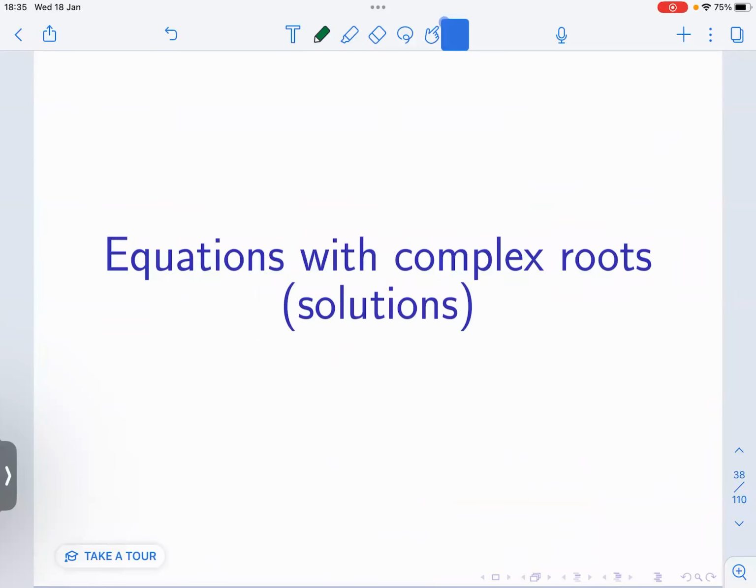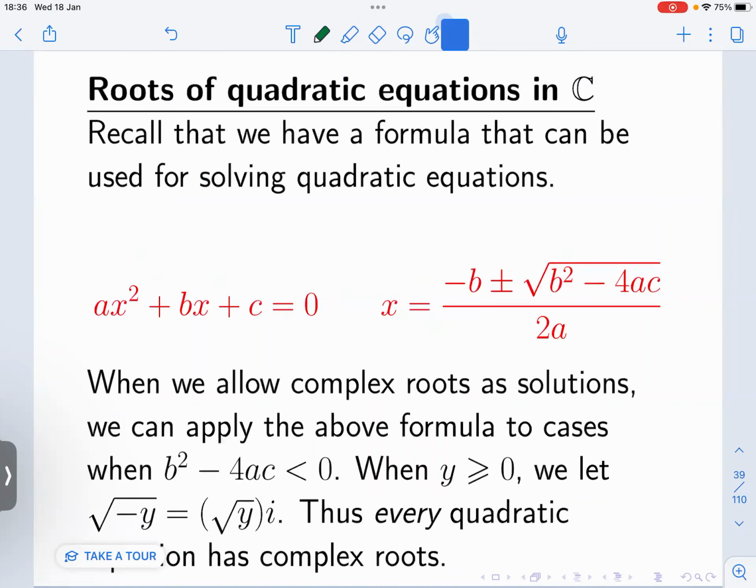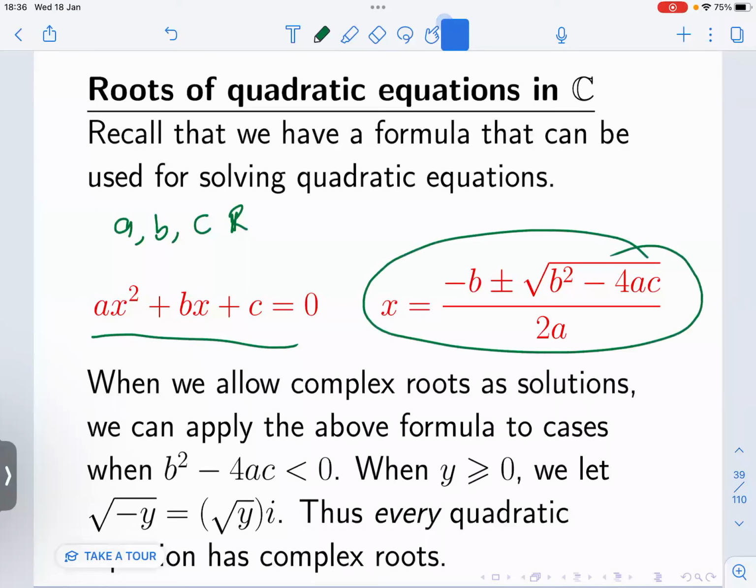Right, and then next we will look into equations that give us complex roots as the solution. So if we have real numbers a, b, c, and consider the quadratic equation ax squared plus bx plus c equals 0, we know that we will use the quadratic formula to solve for such expressions.